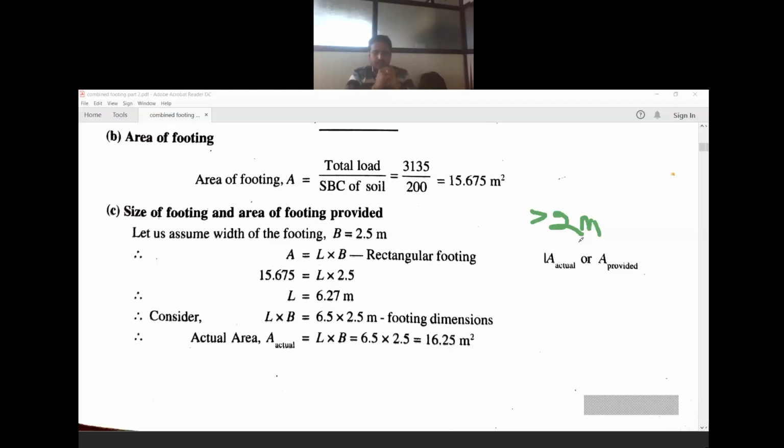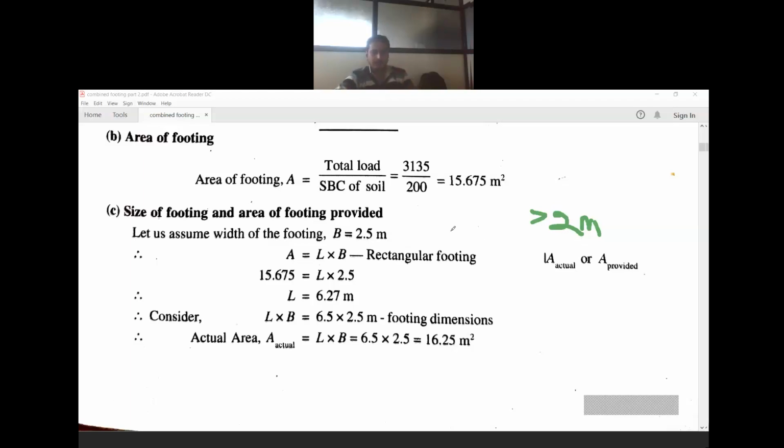So in this condition, they have not given the width of the foundation. So we have to assume the width of the foundation. To assume the width of the foundation, one rule you should keep in mind is that it should be at least 2 meter or greater than 2 meter.